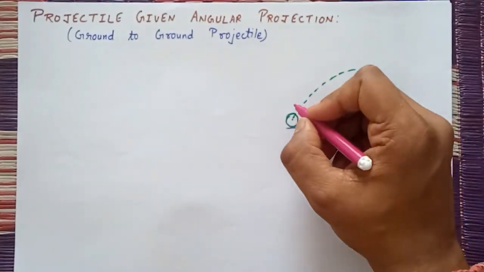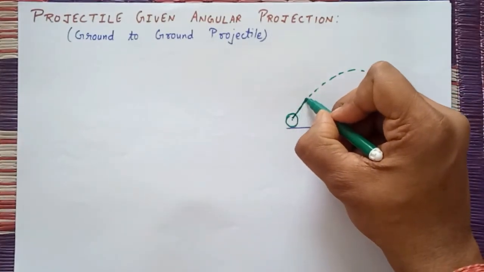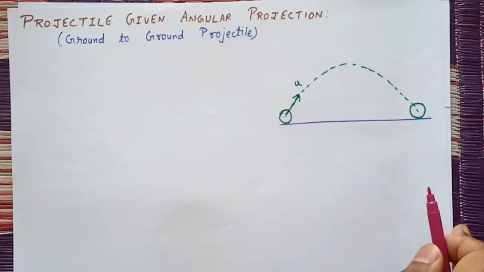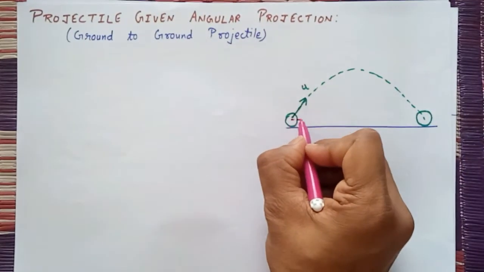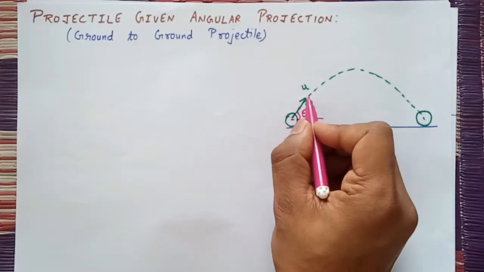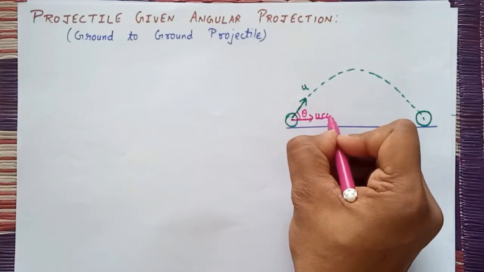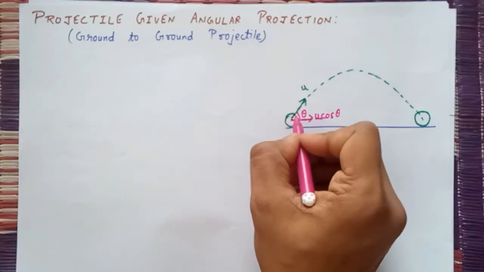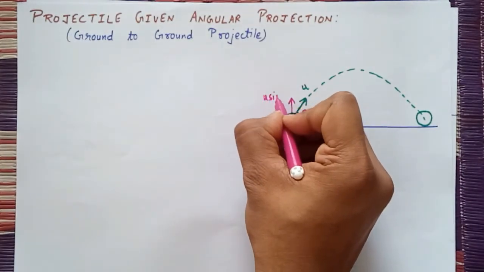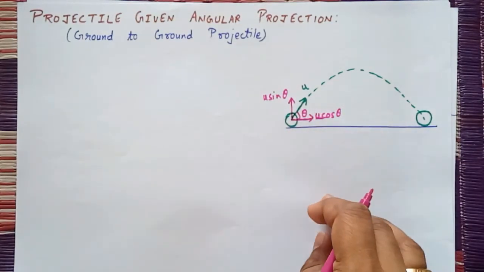Now if the initial velocity of the projectile is u and it is at some angle theta with the horizontal, so I can make two components of the initial velocity. The first one will be u cos theta, where the theta is, and the second component will be in the vertical direction, it will be u sin theta. So these are the two components of the velocity, u cos theta and u sin theta.